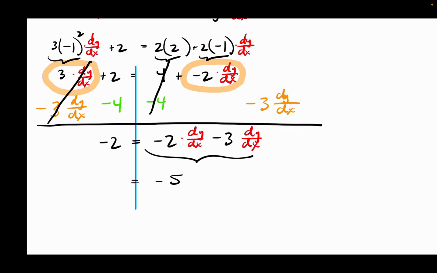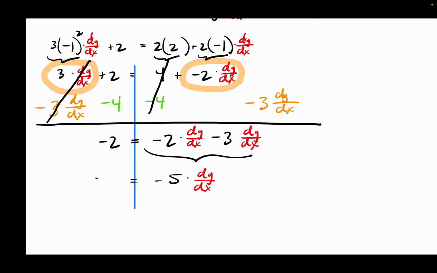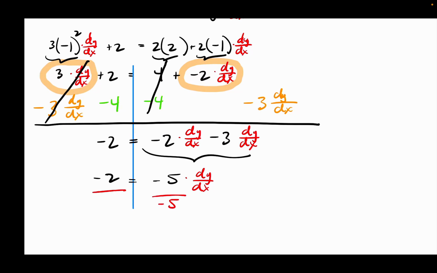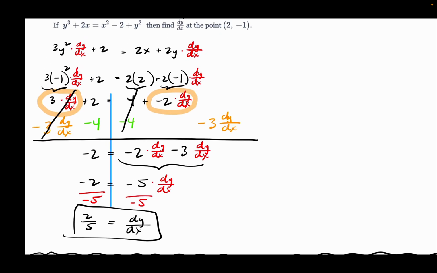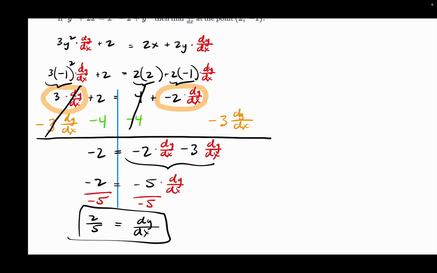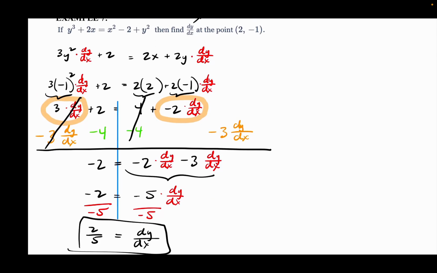Negative 5 dy/dx. Negative 2 on that side. What's the last step? Divide by negative 5. dy/dx equals positive 2/5 because a negative divided by a negative makes a positive. Done. That is the slope of the tangent line at that point.